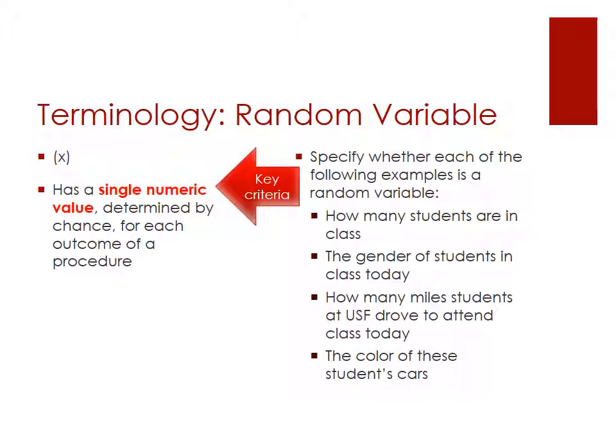So let's go through and apply this just a little bit to some sample problems to make sure that we're all on the same page with this. So going through and specifying whether each of the following examples is a random variable. Pause the video here for a few moments and jot your answers down into your notebooks, and then once you've completed that, turn the video back on and we will proceed and check it together.